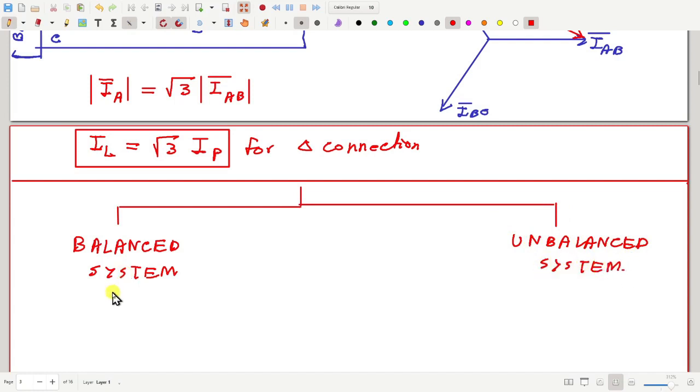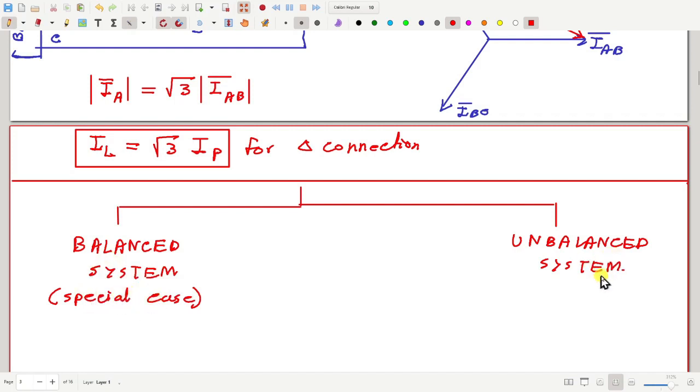Now, when the system is balanced, this is a special case and is the easiest case. Why easiest? Because to solve the circuits with a balanced system, we can just exploit the symmetry of the circuits. 3 voltages identical, 3 loads identical. So utilizing the symmetry, we can solve these problems very easily.